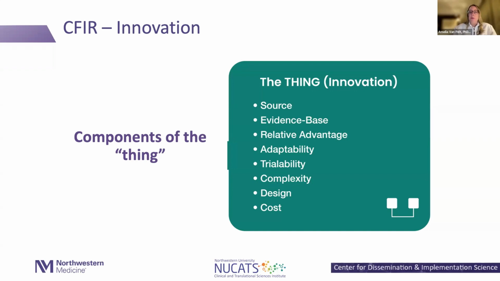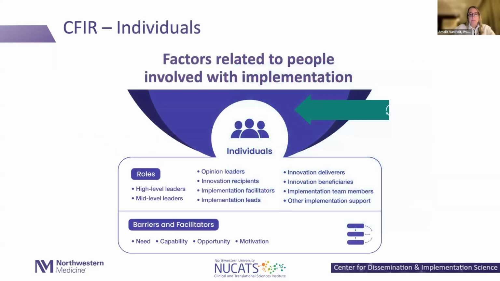The innovation simply refers to components of your thing. So its complexity, its design, its cost, its adaptability, etc. Individuals refers to factors that are related to the people involved in implementation. So those may be factors such as self-efficacy. And again, I want to highlight that you can have both deliverers, so people who implement the thing, such as your providers or your community health workers, as well as recipients, so people who use the thing or receive the thing, like patients.